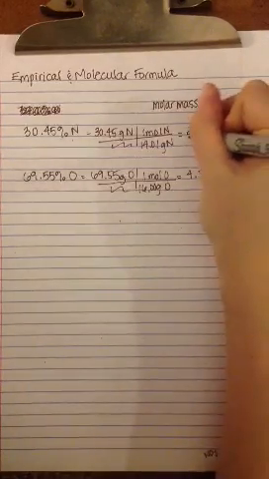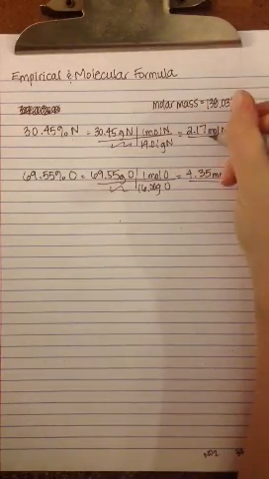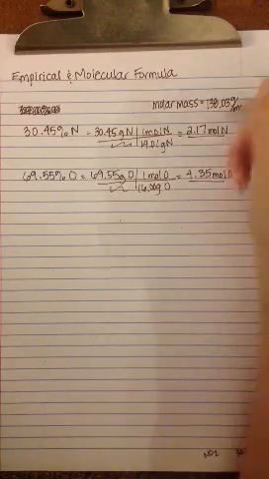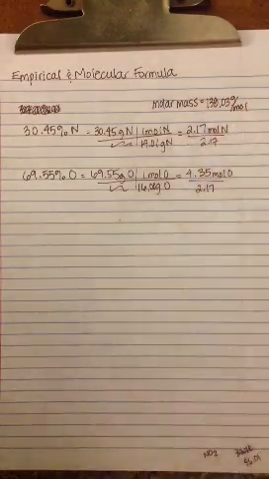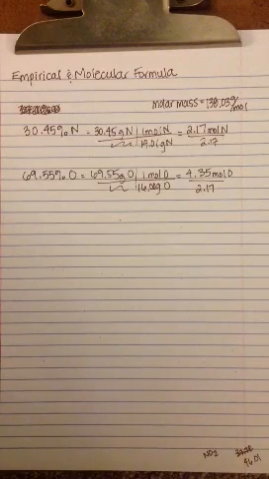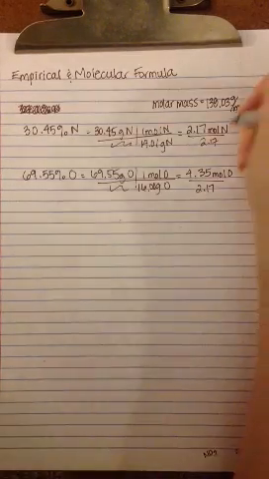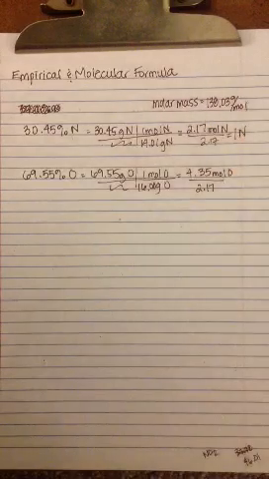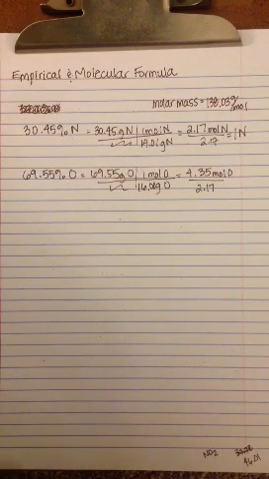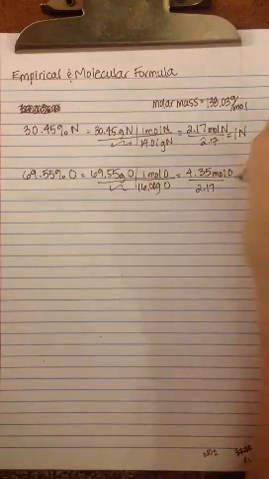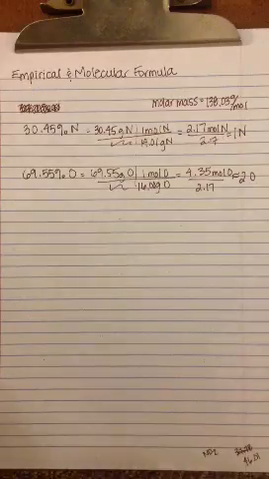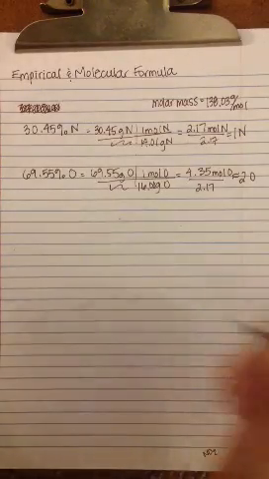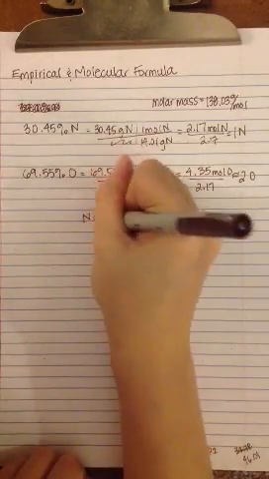Now we divide by the smallest number. Well, looking at both of these, 2.17 is smaller than 4.35, so I'm going to divide each by 2.17. Obviously, 2.17 divided by 2.17 is a 1, so I have 1 nitrogen. Now 4.35 divided by 2.17 equals 2.003, so I'm rounding that to 2 oxygens. That means that my formula has 1 N and 2 O, so NO2.